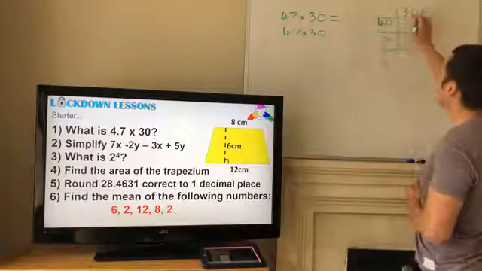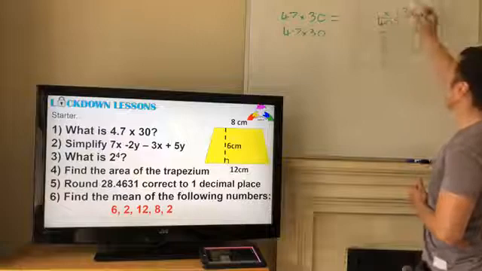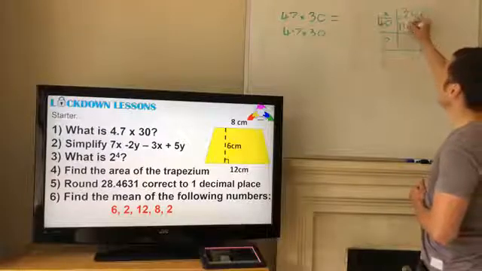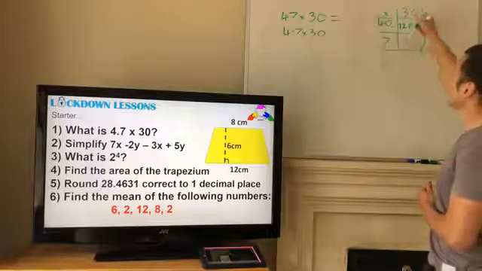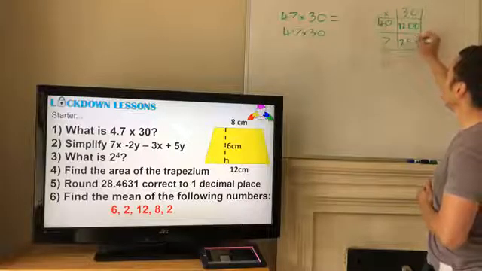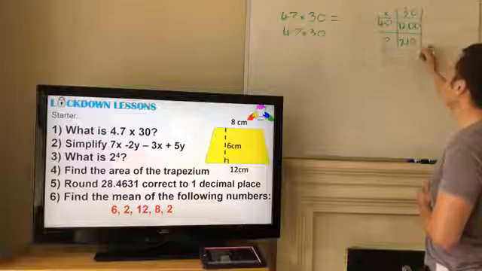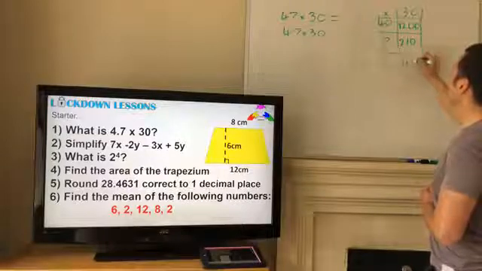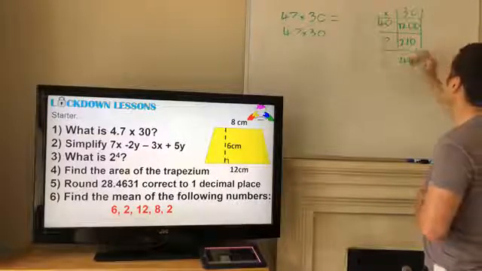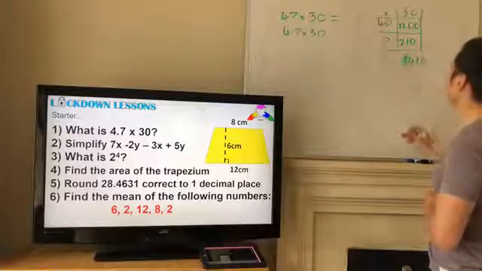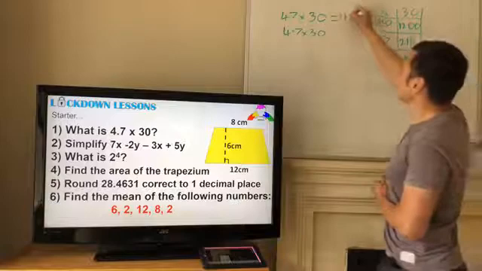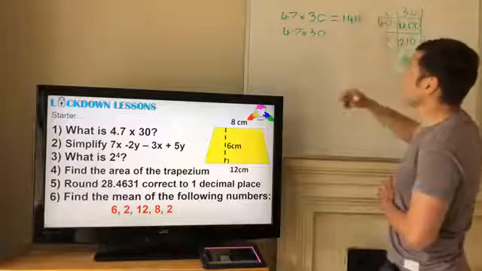So 40 times 30, I'm using a grid method. 40 times 30, 4 times 3 is 12. Then we're going to times by 10 twice for the 2 zeros. 7 times 30 is 210. Add those together, that gives me 1,200 and 210, so 1,410. Okay, so this is 1,410.